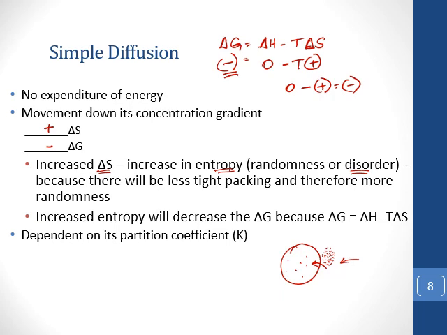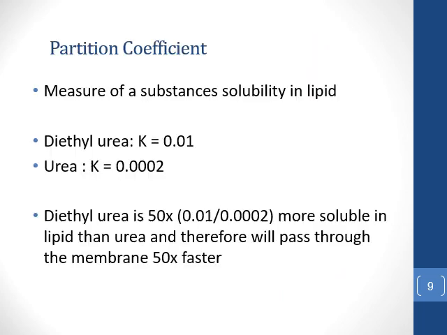Now, what do we have to consider when we think about something moving across the membrane? By simple diffusion, we have to consider its permeability in the membrane, and that number is going to be called its partition coefficient. So let's illustrate this by looking at two molecules. Here's diethylurea and urea. Doesn't really matter what those molecules are, but what we notice is that diethylurea has a partition coefficient of 0.01 and urea has a partition coefficient of 0.0002.